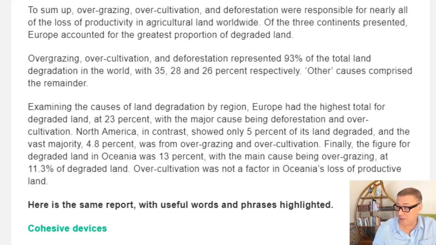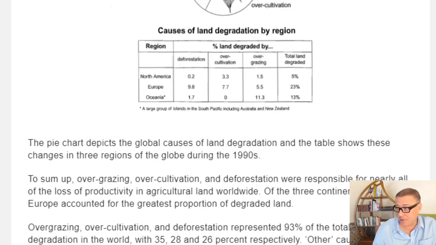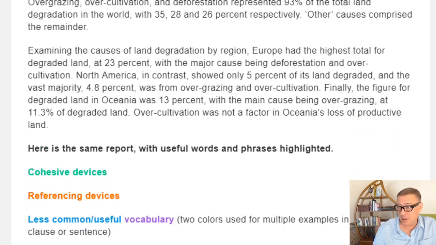North America, in contrast, showed only 5% of its land degraded, and the vast majority, 4.8%, was from overgrazing and overcultivation. So I've done some more math. Let's see how I did. 3.3, 1.5, that's 4.8. So again, that's the majority of it. I haven't mentioned deforestation because it's such a minor aspect.